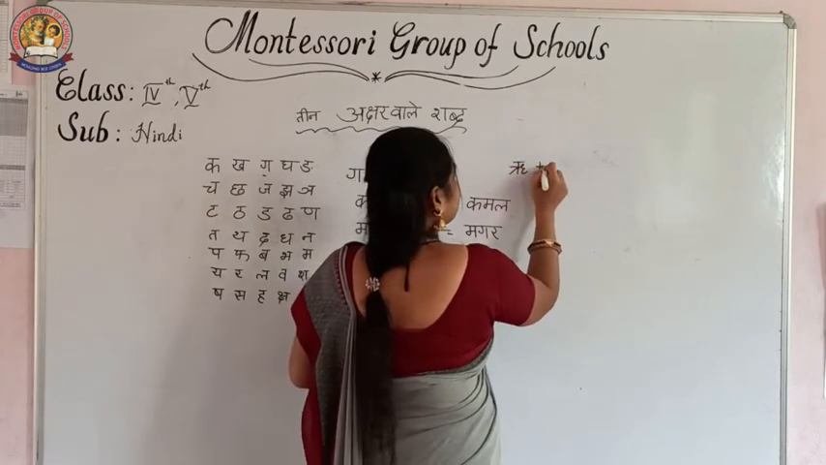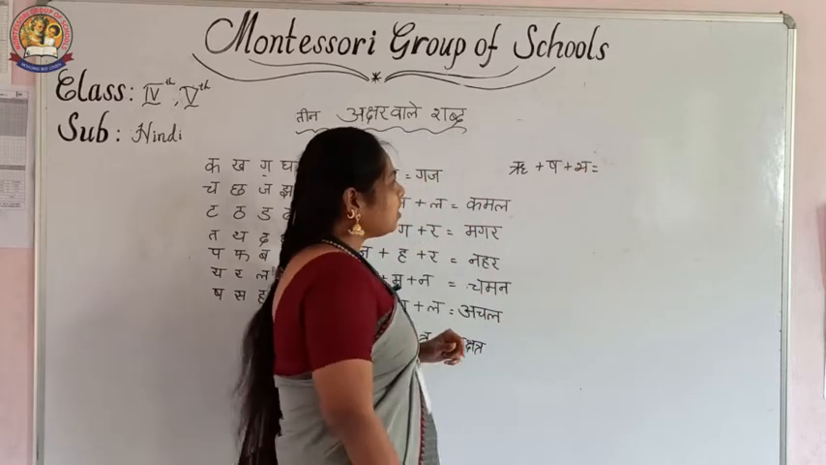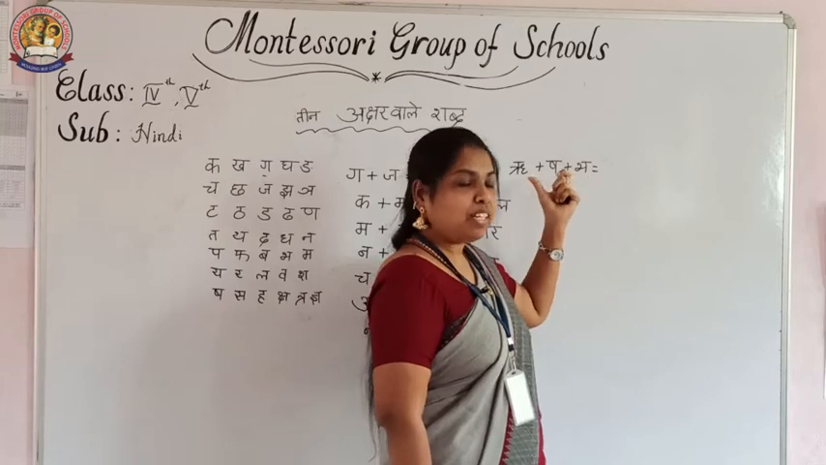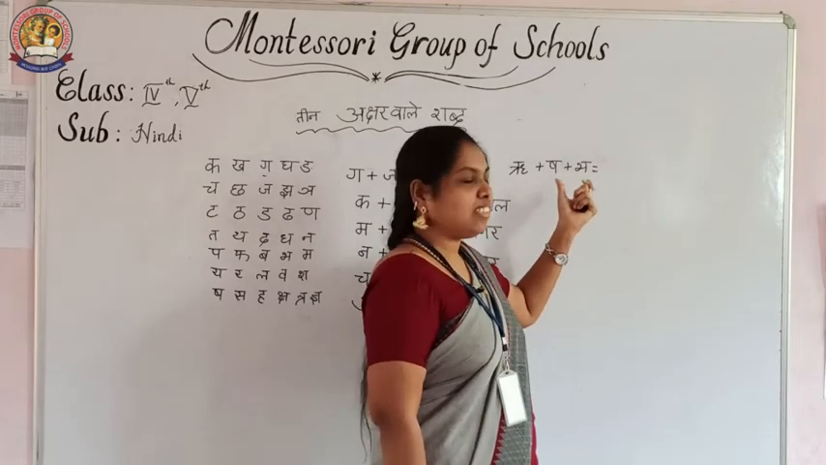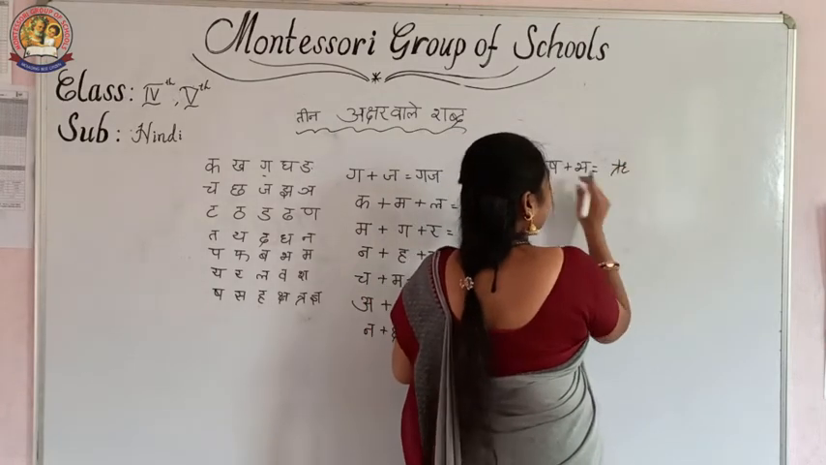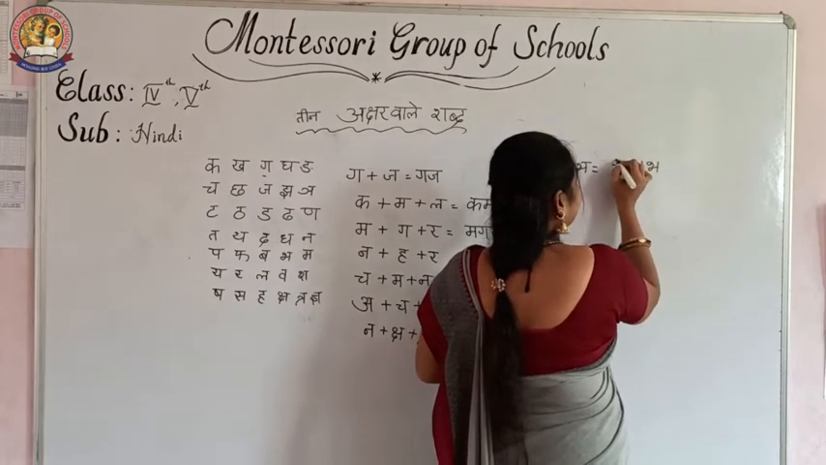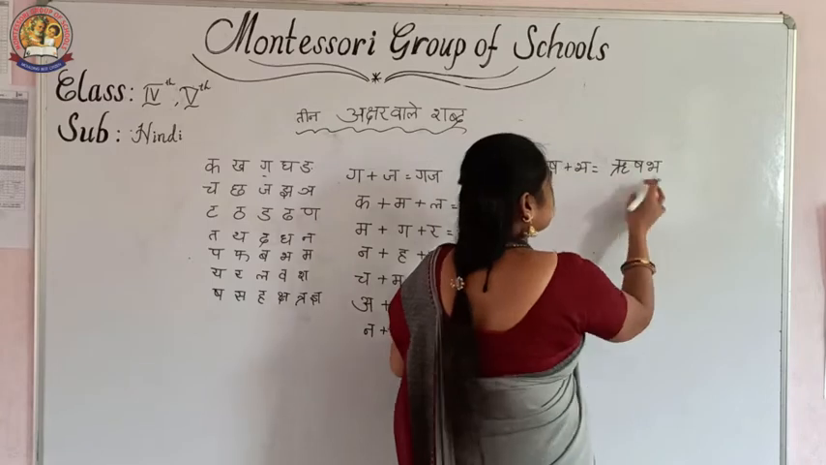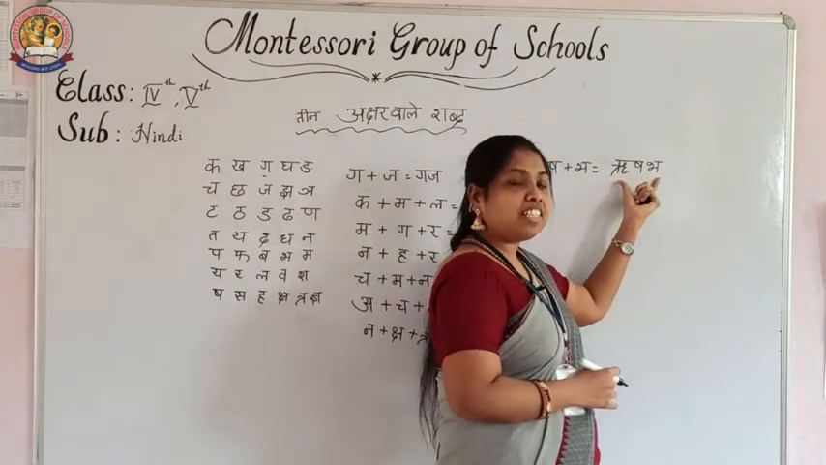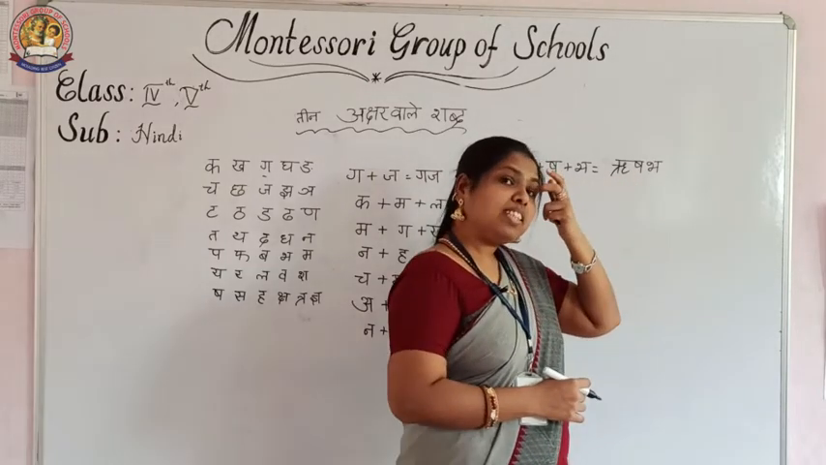Ru plus sha plus bha. What is the word? See, so many letters with half symbol only, means half header only. Then what we have to do? First you must write all the letters that are given there. Rushabh. This bha did not have matra. That's why we must write nearly. Then you must form a word. Rushabh means ox.